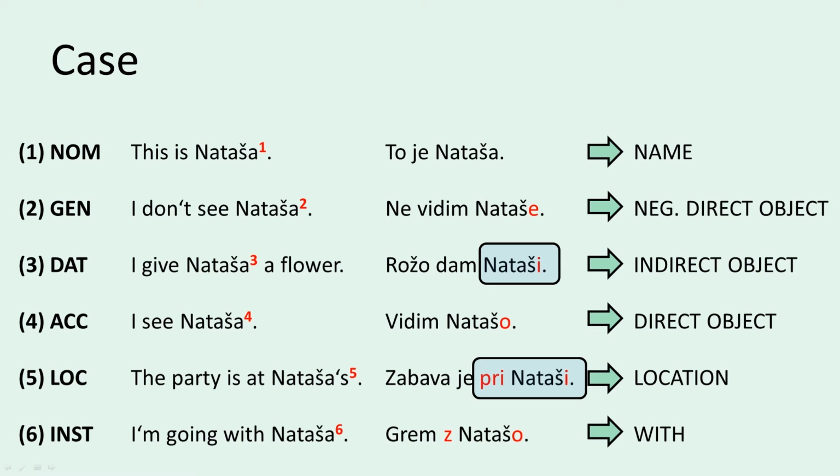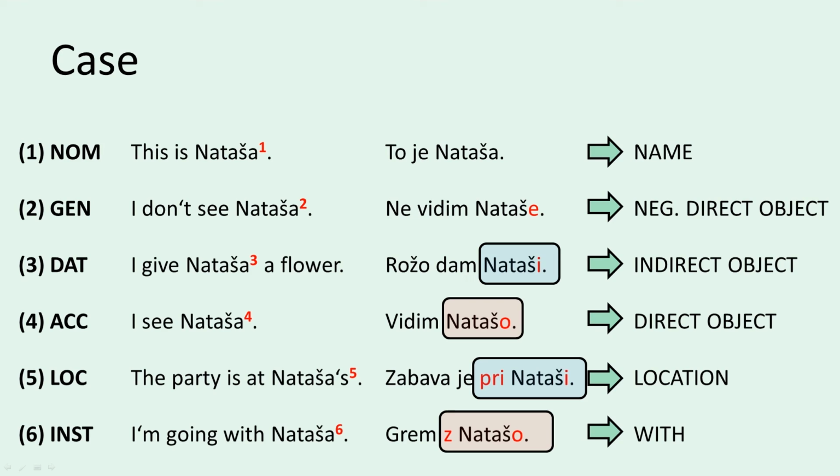Notice that the dative case ending is the same as the locative, and that the accusative case ending is the same as the instrumental. However, please see that with the locative and instrumental there are prepositions as well. Pri in this case is at, and z is with. The locative and instrumental can never be used without a preposition, though the prepositions do change. The genitive, dative, and accusative can be used with or without a preposition. Certain prepositions demand a particular case, and you'll learn this as you go along.